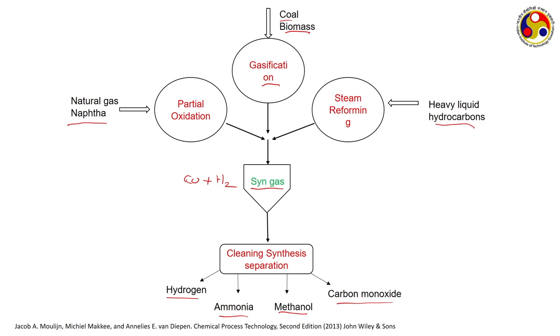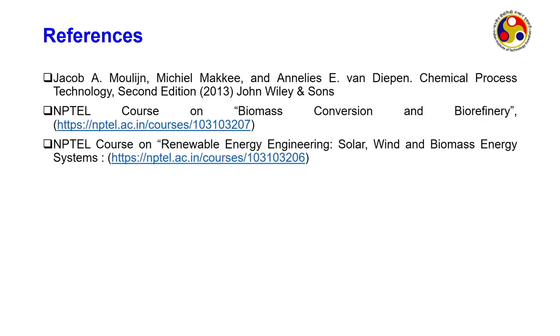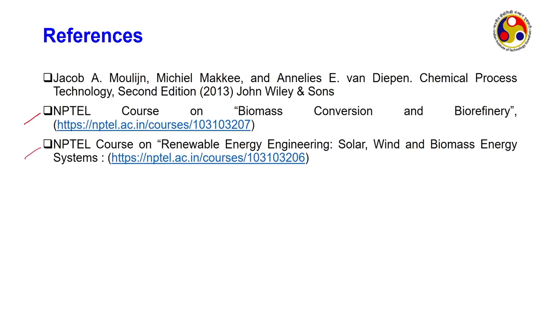So we come to the conclusion of this lecture. We have seen the different sources of the base chemicals and raw materials, how they are converted to useful value added products, and we also discussed briefly the biomass. So I will stop here. You go through this book, and I request you to go through these two NPTEL courses which are already available, which focus on biomass conversion and the biorefinery concept. I will also be using this in the last module, where I will be discussing the biorefinery concept.